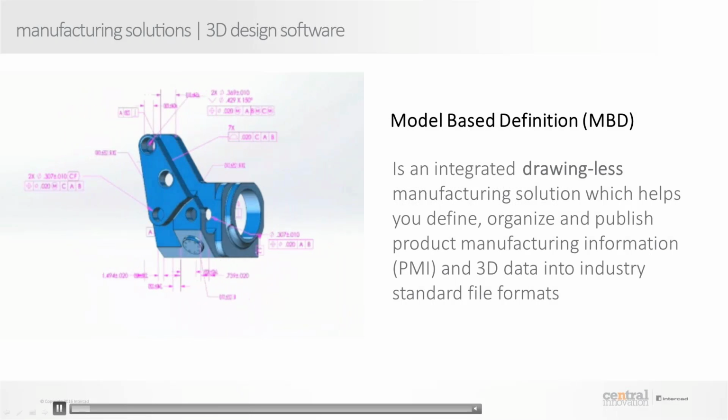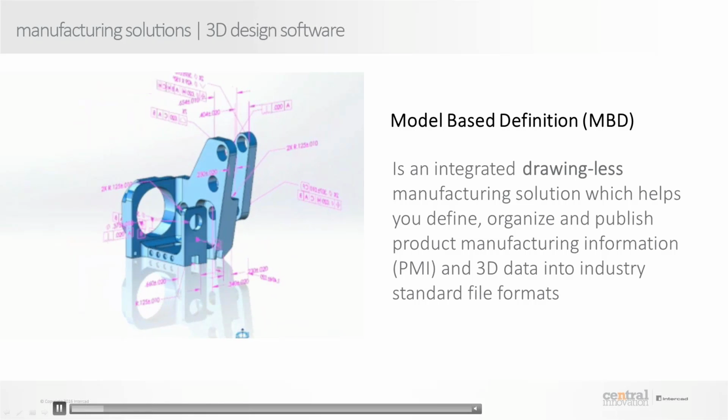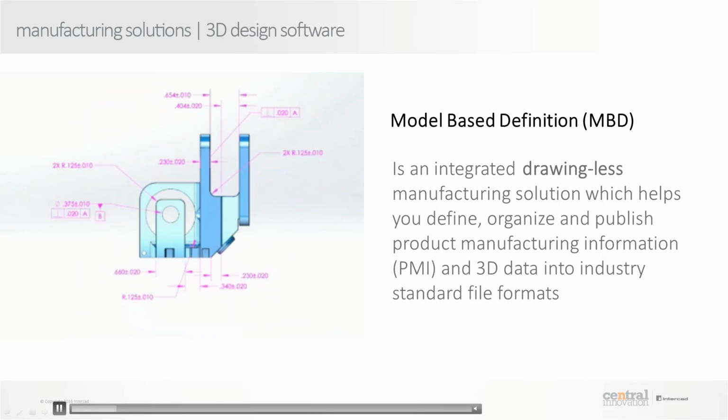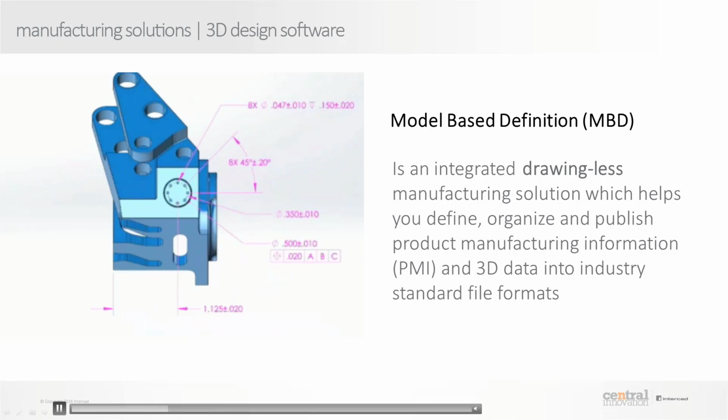Now, SolidWorks MBD is basically a drawingless manufacturing solution. It's a tool that allows you to directly publish out your product manufacturing information and data directly into 3D formats, which we're talking about e-drawings and PDFs.